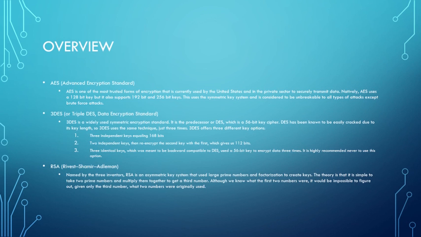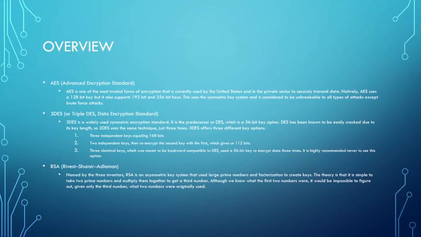AES, or Advanced Encryption Standard, is one of the most trusted forms of encryption that is currently used by the United States and in the private sector for secure transmission of data. Natively, AES uses 128-bit keys, but it can also support up to 192-bit and 256-bit keys. This uses the symmetric key system and is considered to be unbreakable to all types of attacks except for brute force attacks.